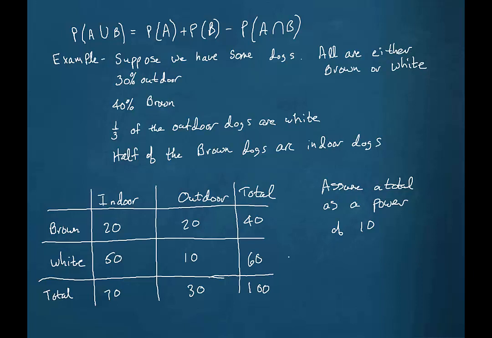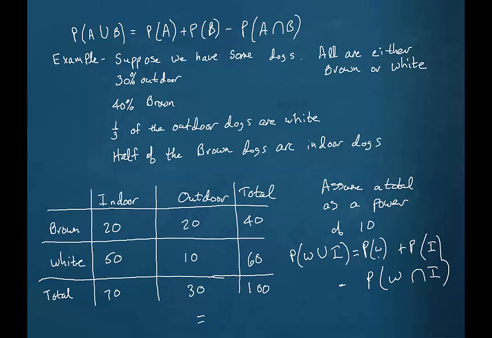Like, for instance, we might want to know if we were to select a dog randomly, what would be the probability that we would get a dog that is either white or an indoor dog? Well, using the formula for addition, we could say that this is equal to the probability that we would select a white dog plus the probability that we would select an indoor dog minus the probability that we would select a dog that has both attributes, a dog that is both white and an indoor dog. And we can get all this information from the table.